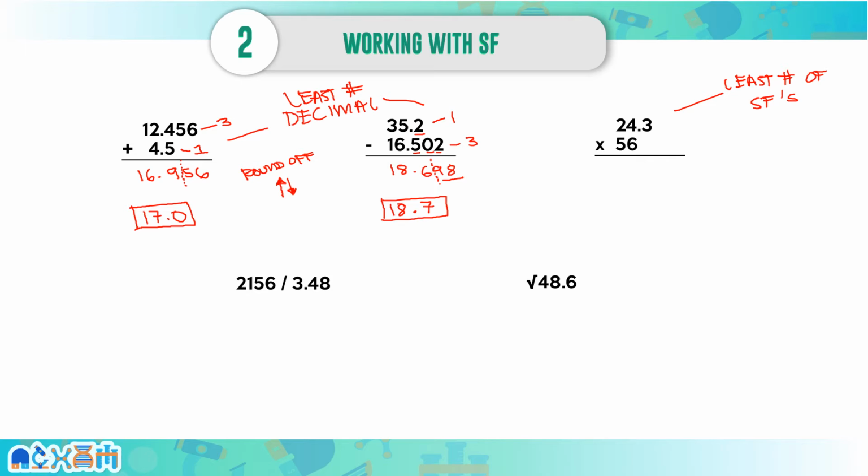So you're going to start by counting the least number of significant figures. So this one, you have 3 significant figures. All of them are non-zero integers. This one, you have 2 non-zero integers, which means the lowest is 2. So when you try to multiply that, you're going to have 1360.8. You have 1, 2, 3, 4, 5 SF, and you have to convert that into 2 SF. So which means you have to cut right about here.